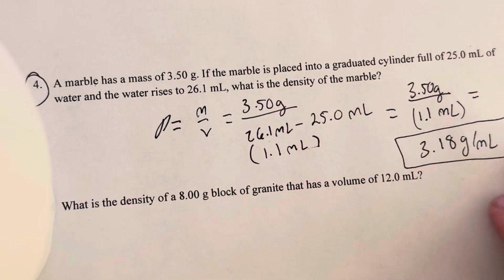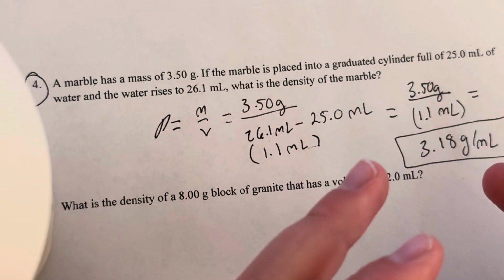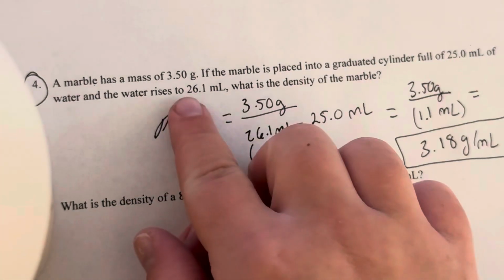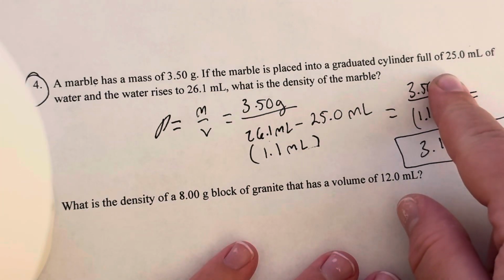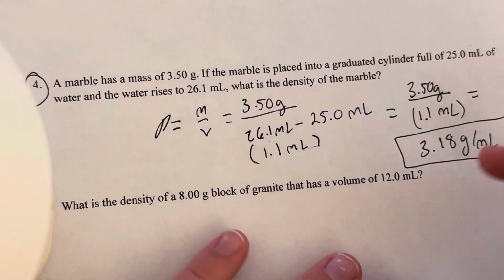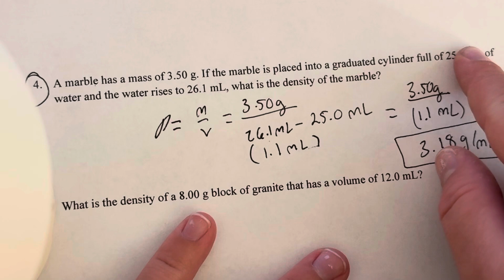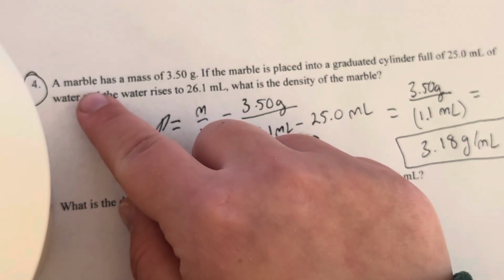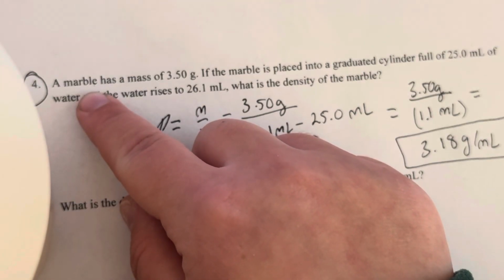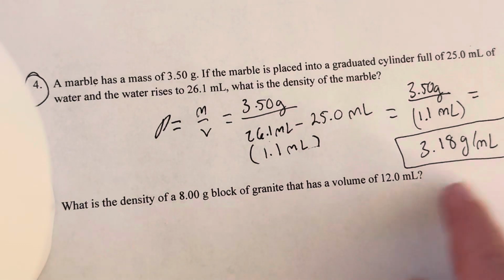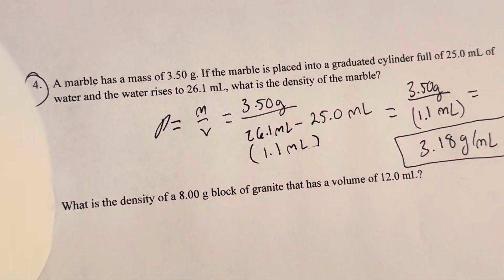So I want you to try the other 4 density problems on this page. Remember, you might see another one that talks about water displacement in the future. So remember that displacement method: take the final volume minus the initial volume to get the volume of whatever irregularly shaped object we're working with. Make sure you include units, show your work on these, and good luck.